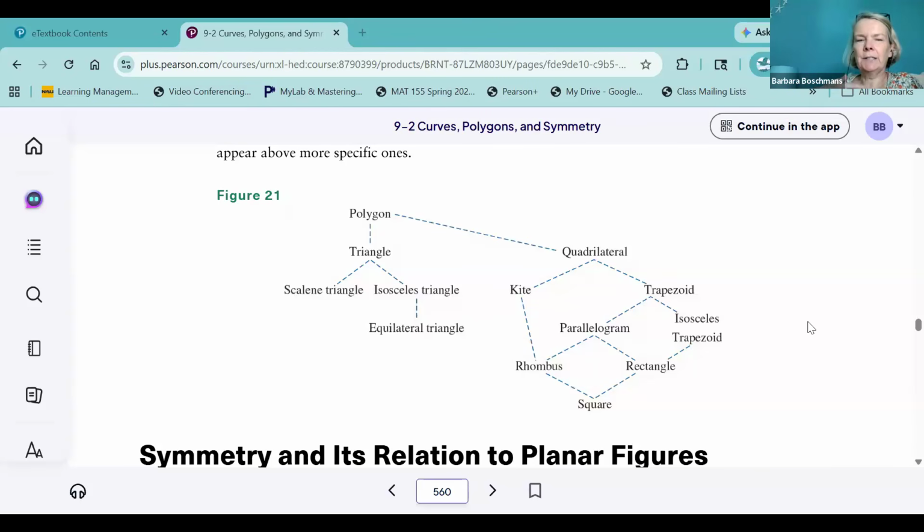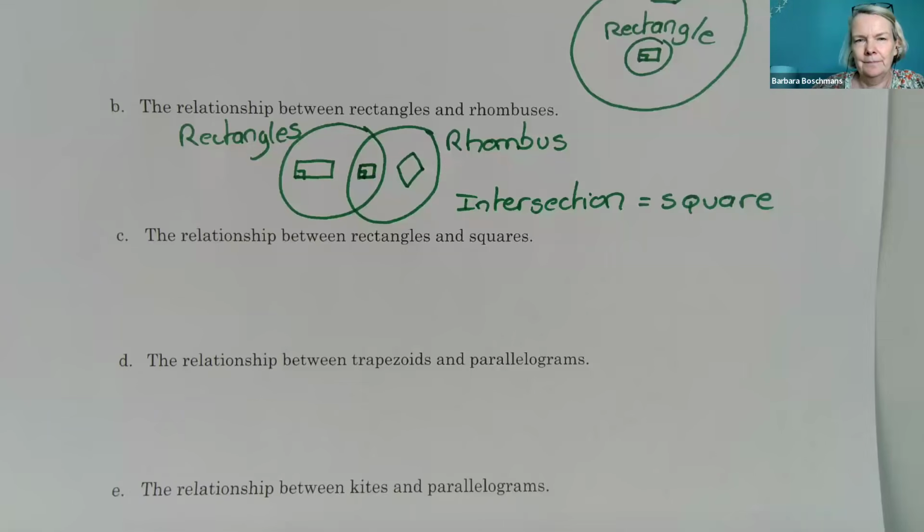When I go back to the hierarchy, let's see the rhombus and the rectangle. See how they come together as a square. A square fits both a rhombus and a rectangle definition. That's what makes it the intersection. I think you can see some others on the hierarchy as well. Don't be fooled by the kite floating up high. You can still make the kite and the parallelogram come down to an intersection of a rhombus. Use both your definitions and the hierarchy from the e-text to complete activity 9.10.